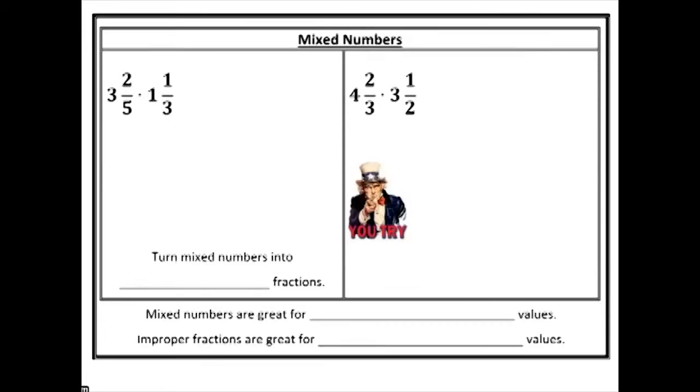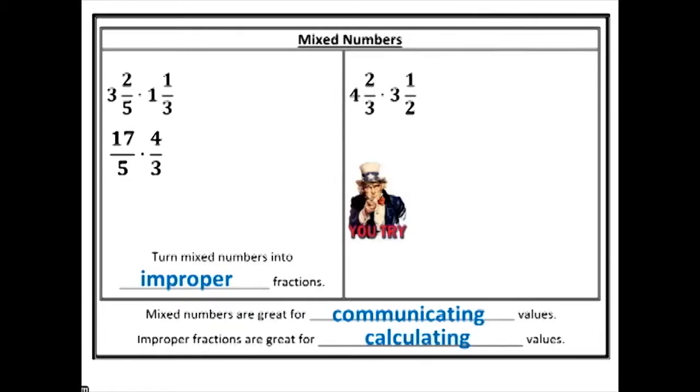Mixed numbers. What if you are multiplying mixed numbers? Always turn them into improper fractions. Mixed numbers are great for communicating values. 1.5 cups of sugar. 2.5 pounds of chicken. Improper fractions are great for calculating values. And that's what we're trying to do. So turn them into improper fractions first. So 5 times 3 is 15, plus 2 is 17. 1 times 3 is 3, plus 1 is 4. The denominators stay the same.